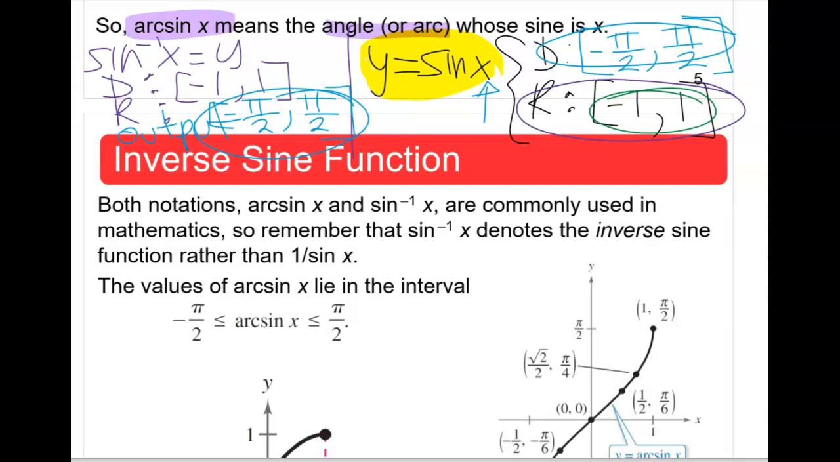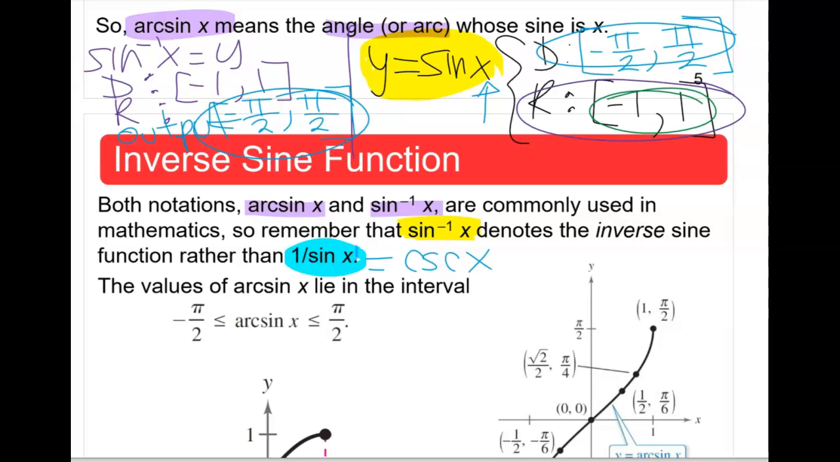So again, both notations, arcsine and sine inverse, mean the same, and they're both commonly used in math. And remember that it's not the reciprocal, it's not 1 over sine, but the inverse. They're very different. In this case, 1 over sine is the cosecant of x, and that is one of your reciprocal identities.